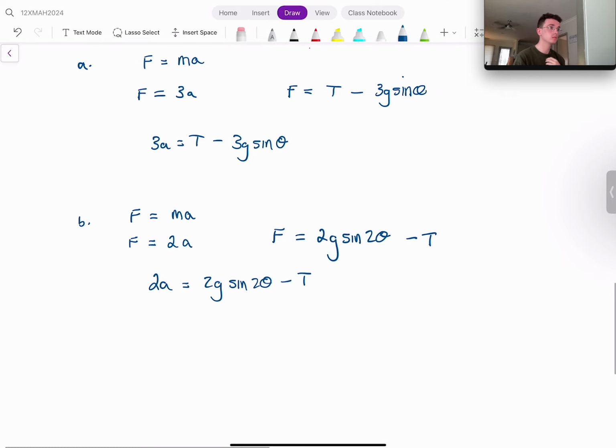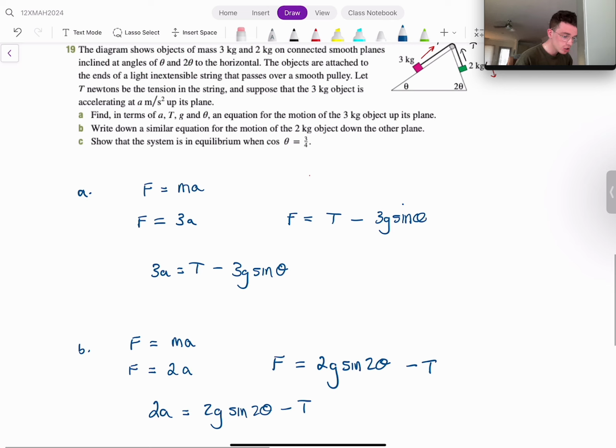Okay. Now, part C, we're told, show that the system is in equilibrium when cos theta is 3 on 4. Okay. Equilibrium means it's not moving. So this would be a system in equilibrium. Nothing's happening here. It's in a state of no motion. Now, equilibrium always occurs when your acceleration is 0. And that makes sense. If my acceleration is 0, I'm not really moving. Well, not all the time, but in these questions, if my acceleration is 0, it means we're in equilibrium.